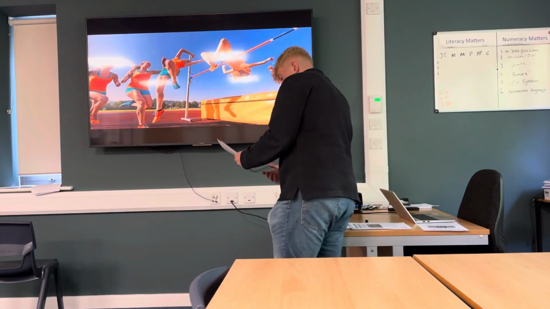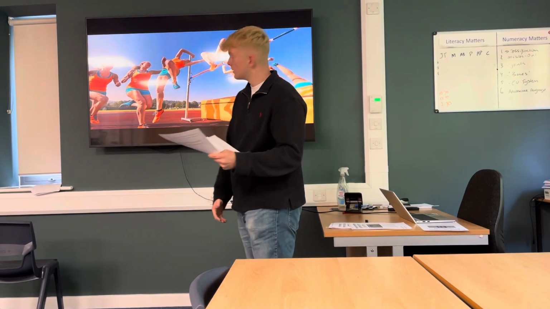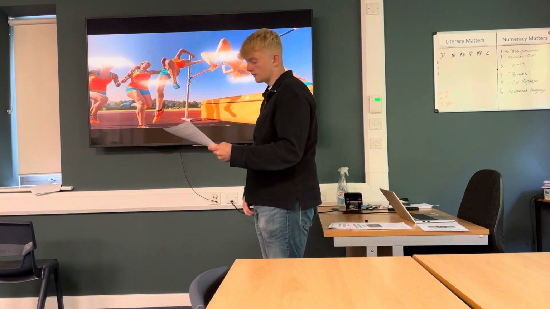In high jump, there are three key movements: the run up, the jump and the flop, where they jump over the bar.